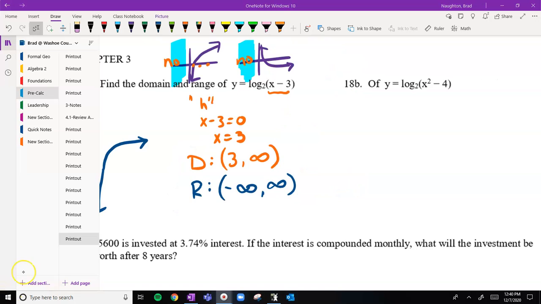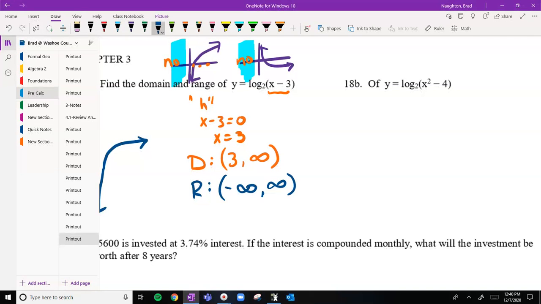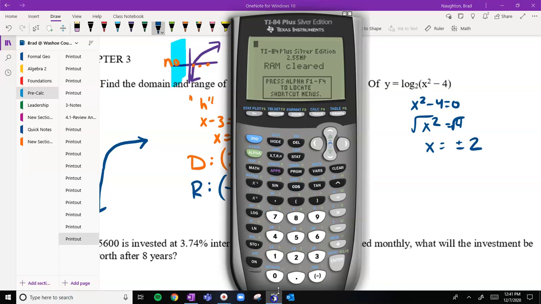Cool? For 18b, we're going to do the same. The idea, we're going to do x squared minus 4 is equal to 0. So x squared is equal to 4, square root of both of those. So x equals plus or minus 2. Okay, so let's take a look at that on the calculator just so we're good. So this is going to be log, hit my log button there. Oh, I've got to go to math, that's right. Go to log base. So log base 2 of x squared minus 4.